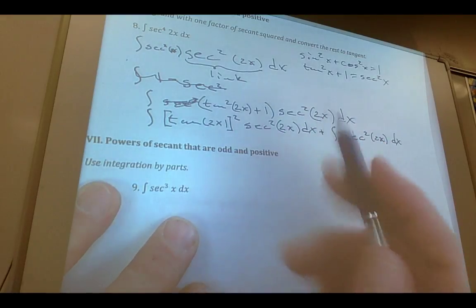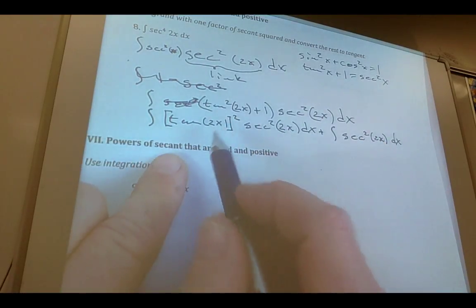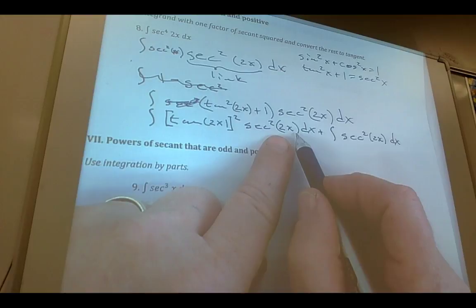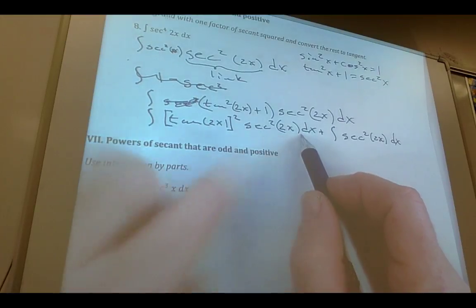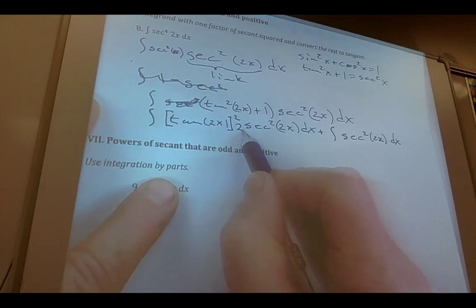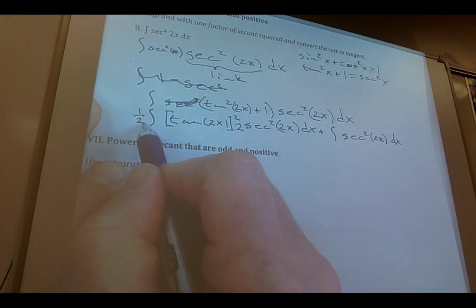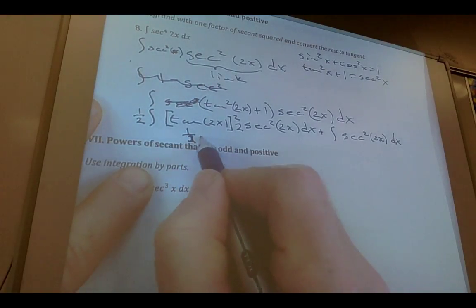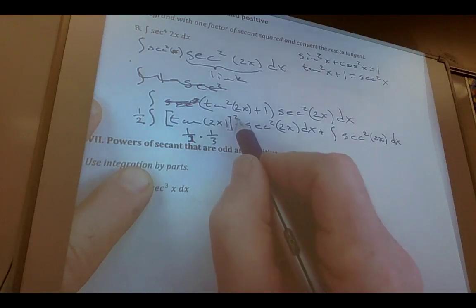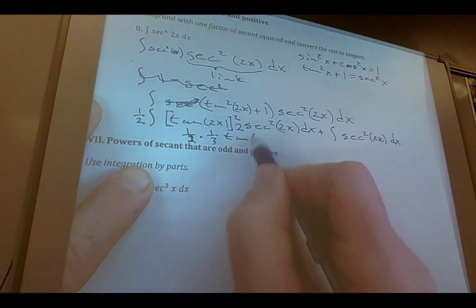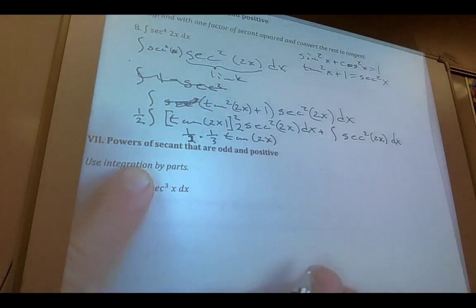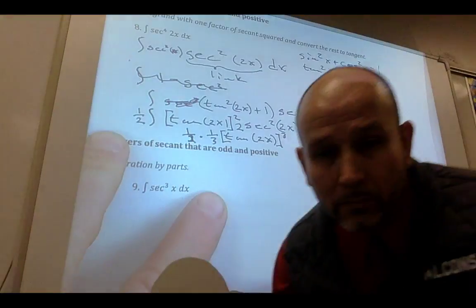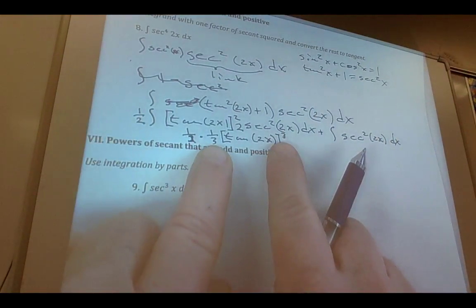Okay? Now, the chain says the derivative of tangent is secant squared. But I also have to take the derivative of 2x since it's in parentheses. So I need a 2 right here, which means I need to have a half here. So now I'm going to have a half times a third. The third comes from reversing the power rule of the tangent of 2x, all of that raised to the third power. So there's the reversing of the power rule of this.